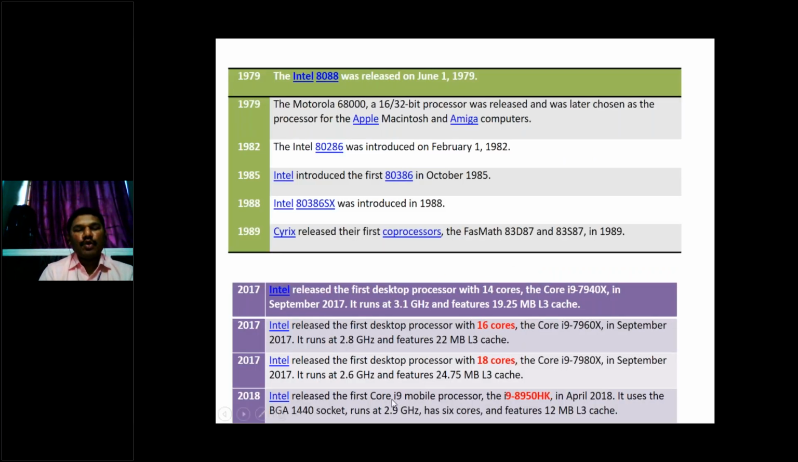Here you can see the Core i9, the i9 mobile processors. How many cores does the i9 have? 18 cores, 16 cores, 14 cores, like that. They all have different numbers of cores. So the 10th generation also has 18 to 20 cores in its microprocessor architecture.